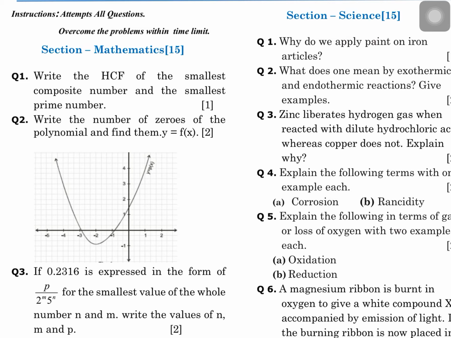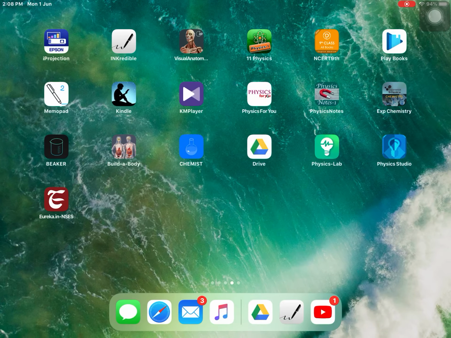First you have to find the HCF of the smallest numbers. What is the smallest number? The smallest number is exactly 1, but the question is saying the smallest composite number and the smallest prime number. So if I ask you, what is the smallest prime number? Please tell me.